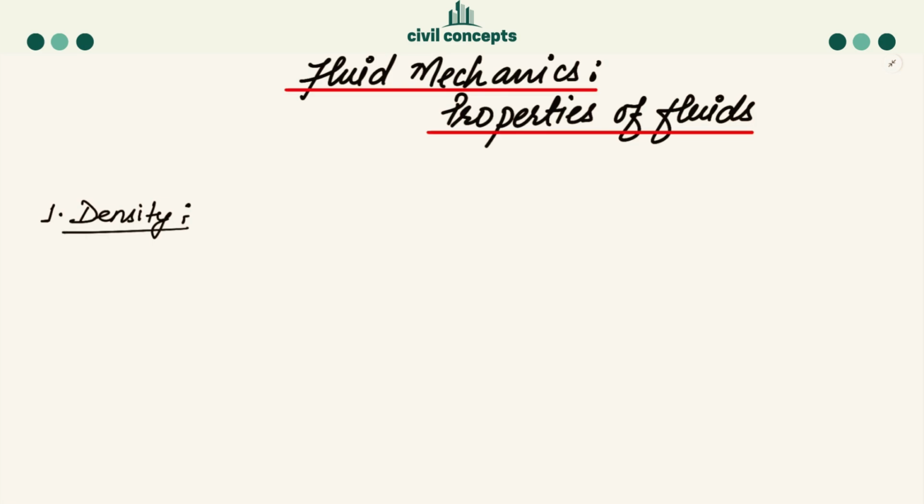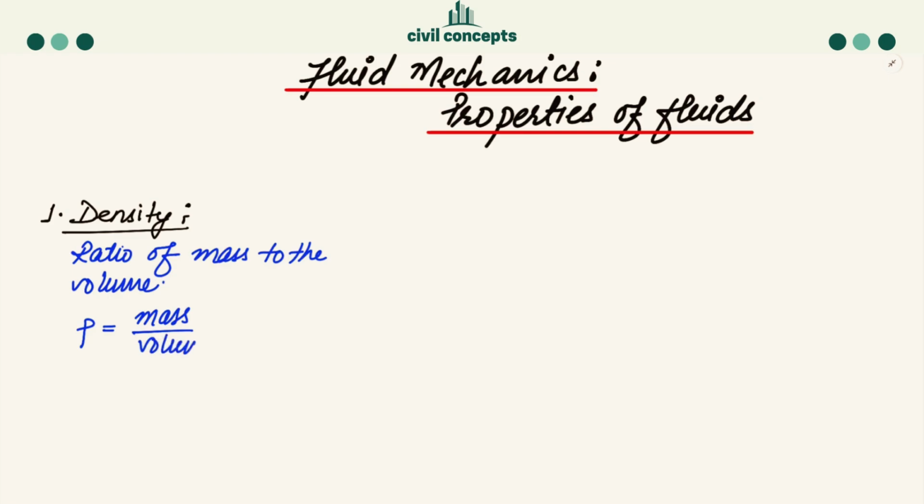How do I define density? Technically, it is the ratio of the mass to the volume. So what I'm referring to is that there is some body and it is having some mass, it is having some volume. So you can find the density of the body by taking the ratio of mass to the volume. Density is defined by the symbol rho, and as per the definition, rho is equal to mass upon volume.